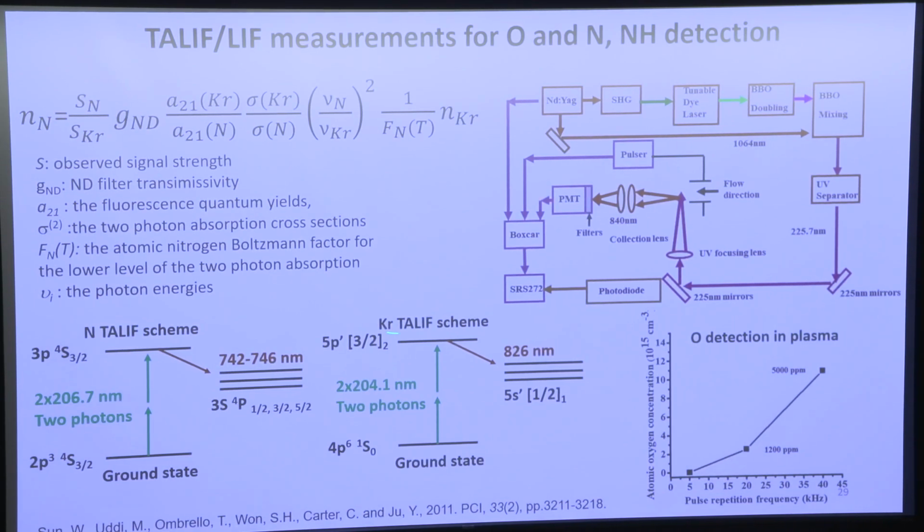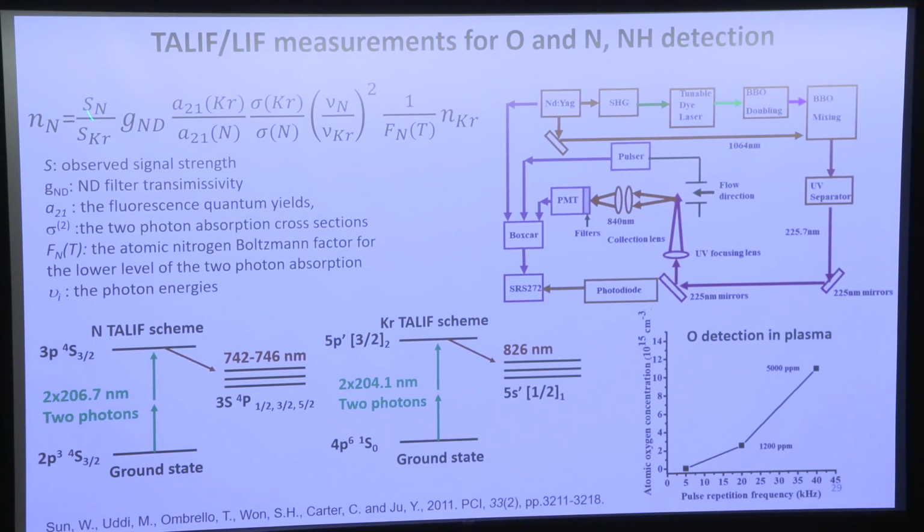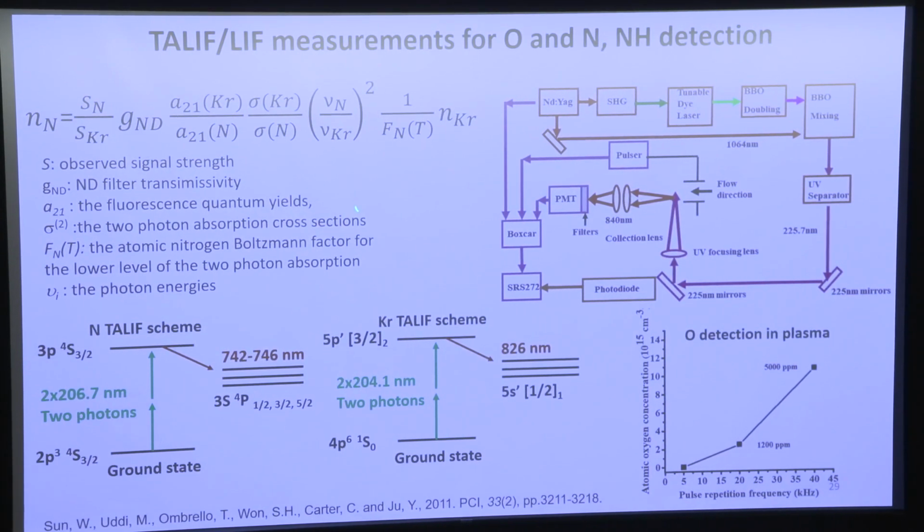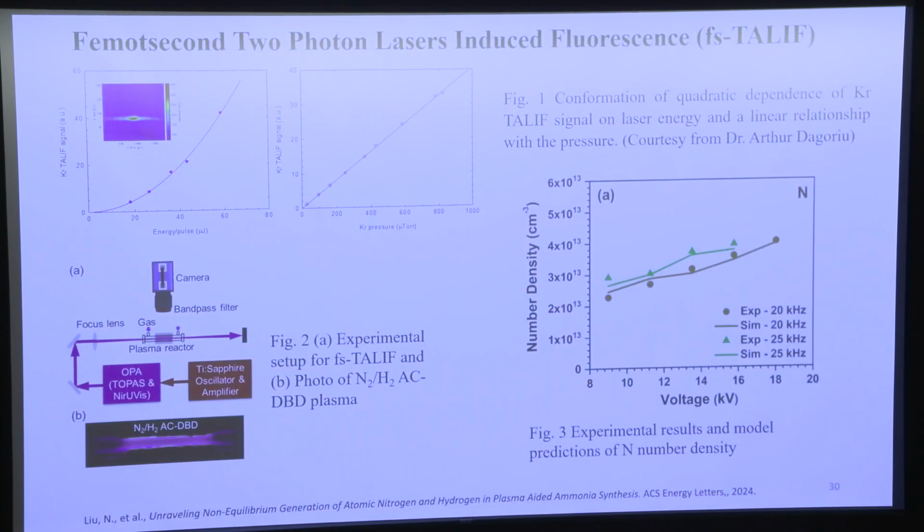We compare with a krypton TALIF, and they have a similar energy gap at similar wavelengths. So you can detect this N atom by normalizing the signal between the TALIF of N atom and krypton, and then you obtain a number density. So here are the tricks.